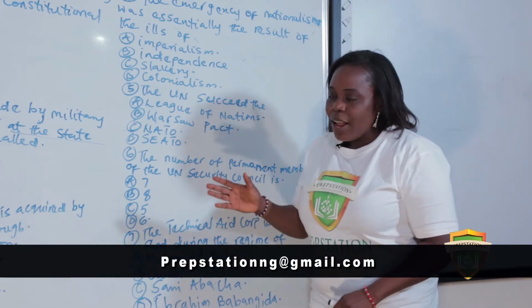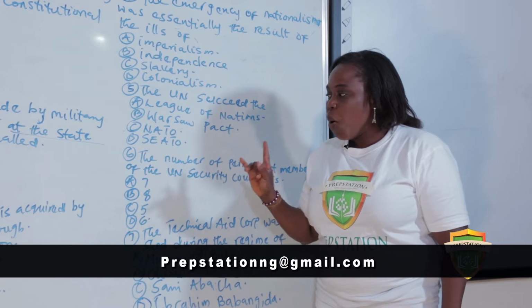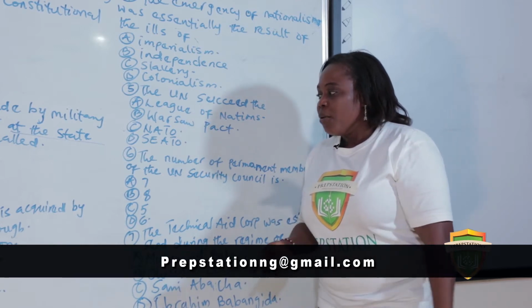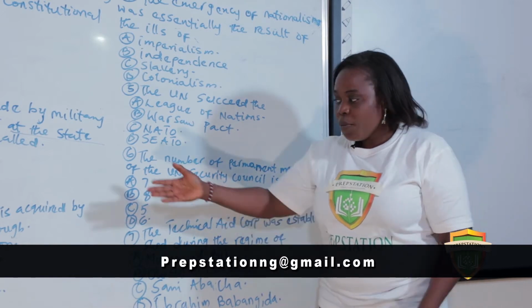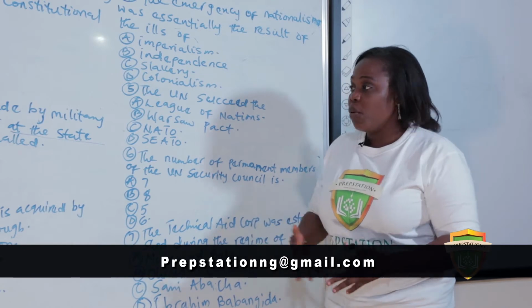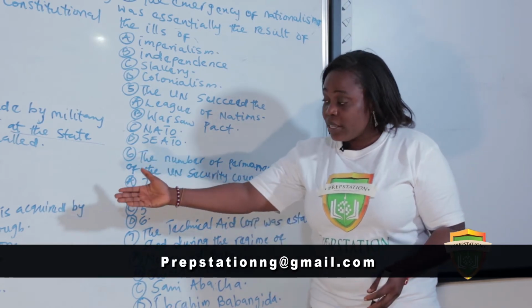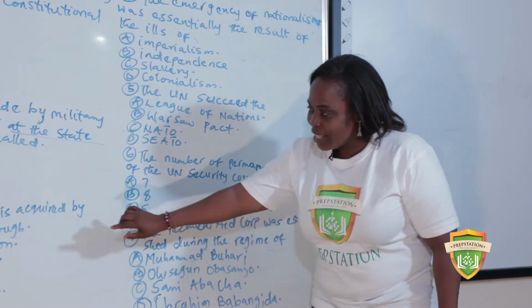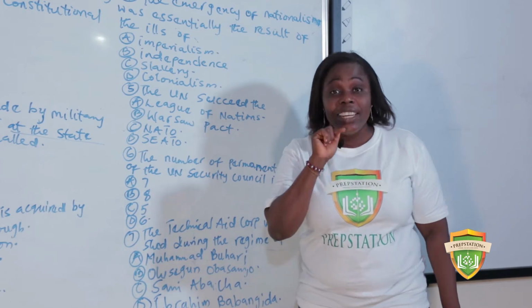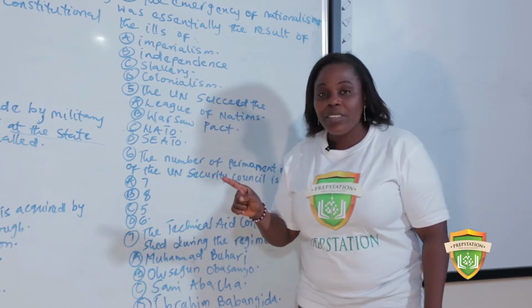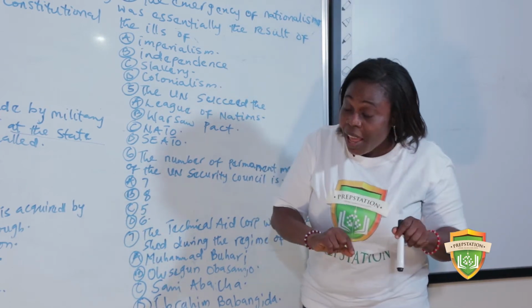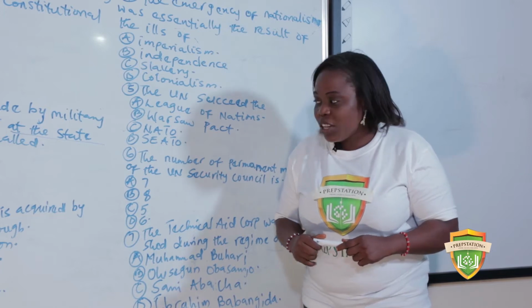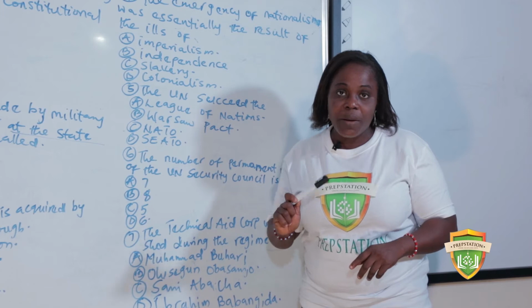Now, this is another tricky question. Citizenship is acquired by an alien through. Now, who is an alien? A foreigner. I hope you know that the options are various forms of how we can get citizenship. Citizenship by birth, citizenship by conferment. Let me say something before we go further. Let me shock you, since we're talking about this topic. If you were born in Nigeria and your father and mother are not Nigerians, you're not a Nigerian. Inasmuch as you're born in Nigeria, you're not a Nigerian. Please take note of this.